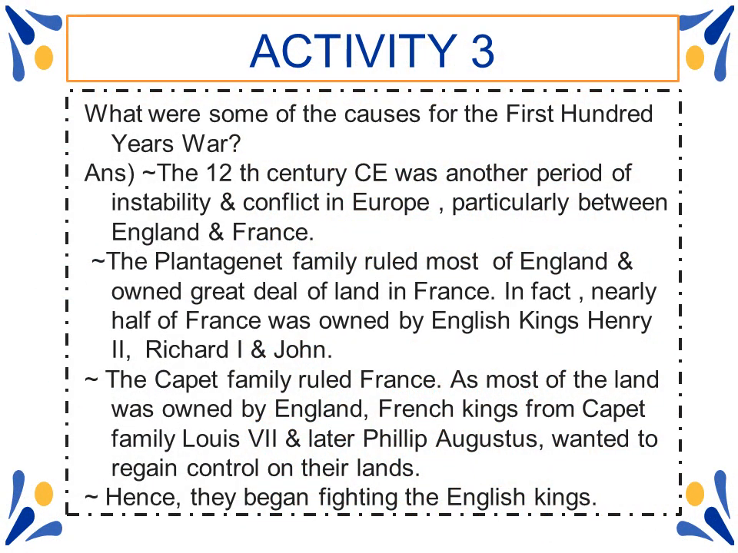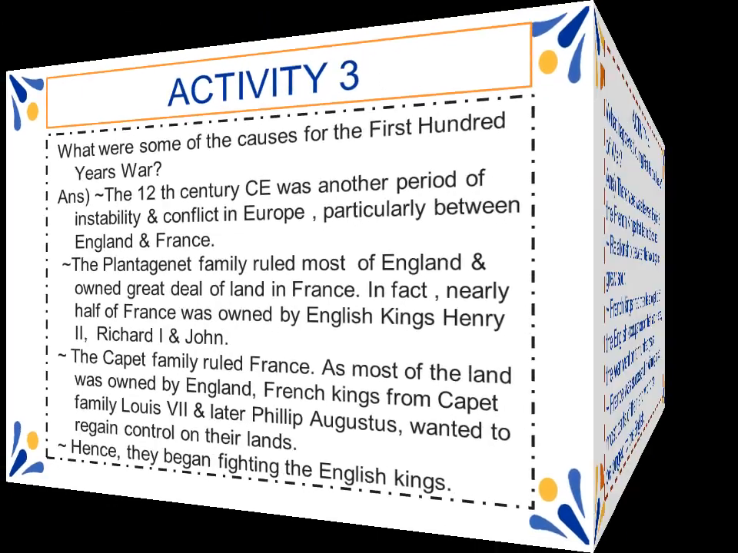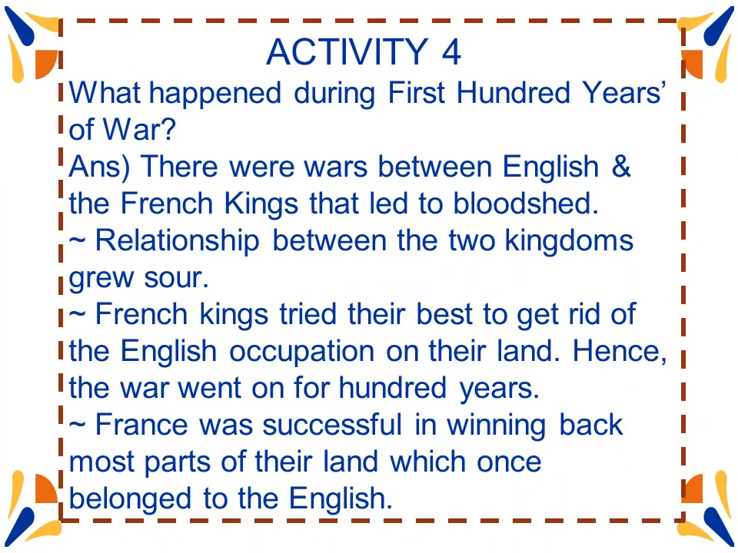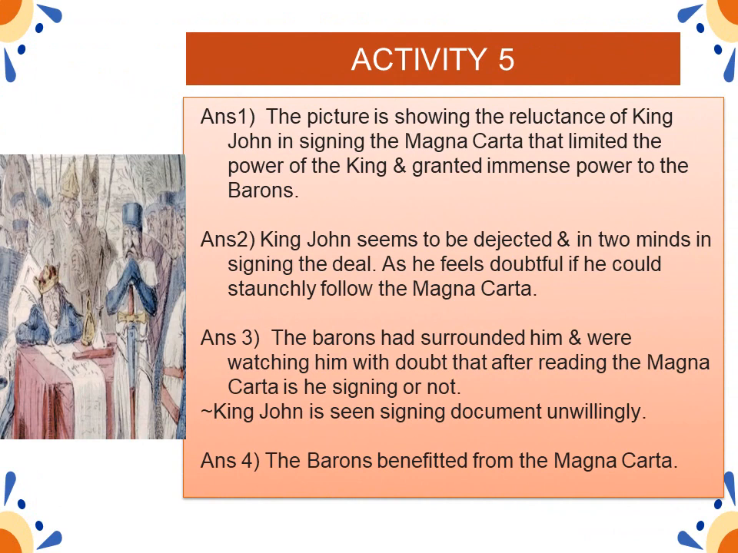Now, activity 3 has a question over here. What were some of the causes for the first 100 years of war? You can go through, children. What happened during the first 100 years of war? So this is the answer. You can go through. Activity 5, again from your textbook. You can look at the image in your textbook if this is not clear to you, and go through the answers, children. It's a very simple question and answer. Please go through the questions in your textbook and see the answers over here.